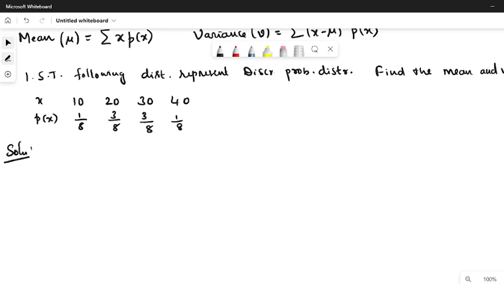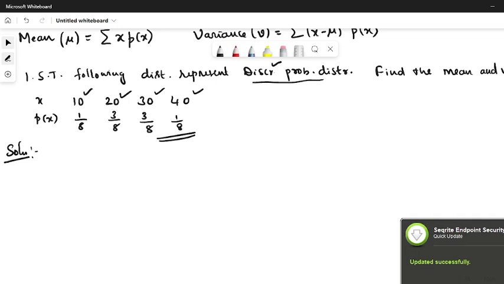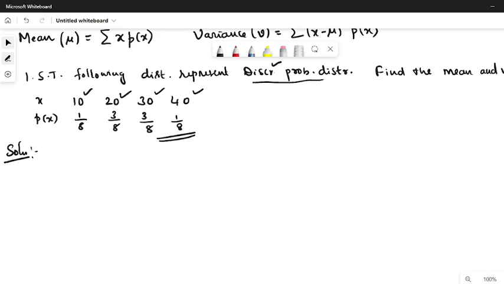Solution. The distribution is given; we have to prove that it is a probability distribution, I mean a discrete probability distribution. That it is discrete follows obviously, because x takes discrete or finite values. To prove it is a probability distribution, we have to prove that P(x) is a probability function. Clearly, a probability function has to satisfy two conditions: one is P(x) must be greater than or equal to 0, and the summation of P(x) must be equal to 1.